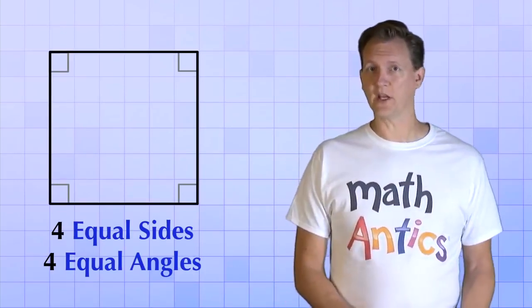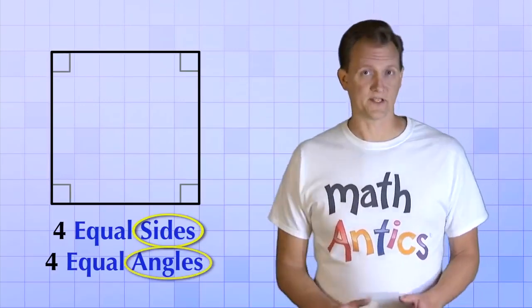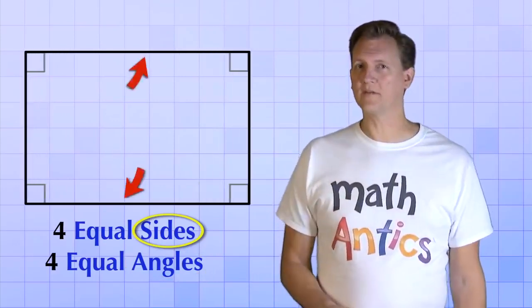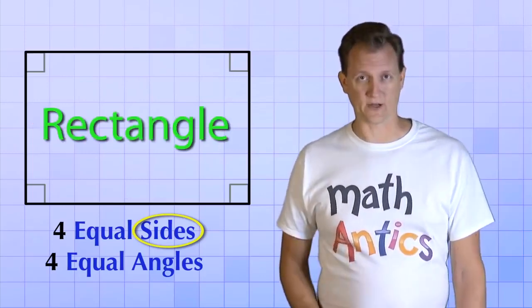The 2 things that we can change are the sides and the angles. Let's start by changing the sides. Let's stretch our square in one direction so that one pair of sides is now longer than the other pair. This is what we call a rectangle.